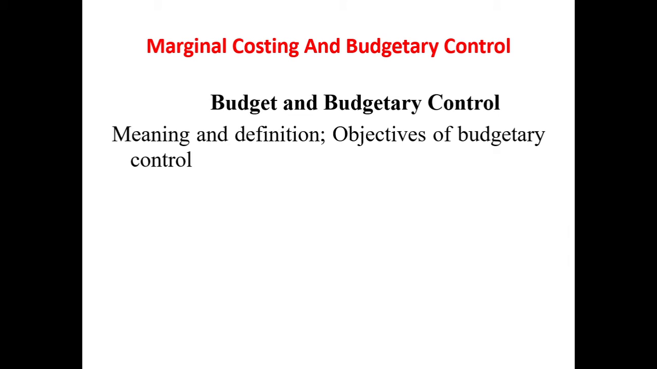This is the last chapter, that is marginal costing and budgetary control. This last chapter includes two subheadings. The first one is marginal costing, the second one is budgetary control. Marginal costing we have completed in the previous sessions. From this session we are going to discuss budgetary control, and also we will solve some simple problems on flexible budget.